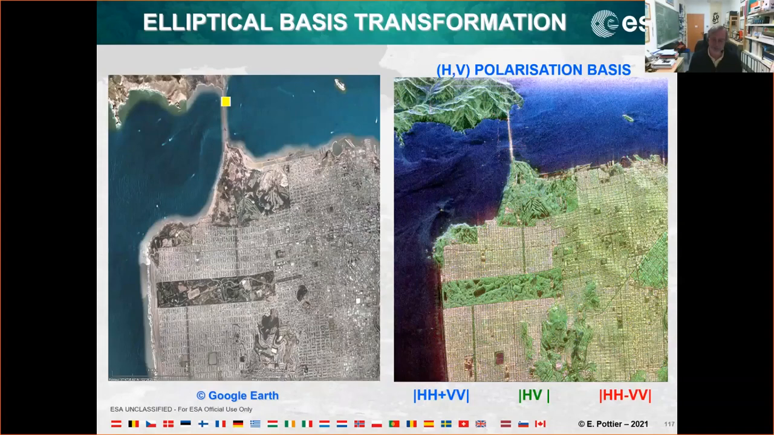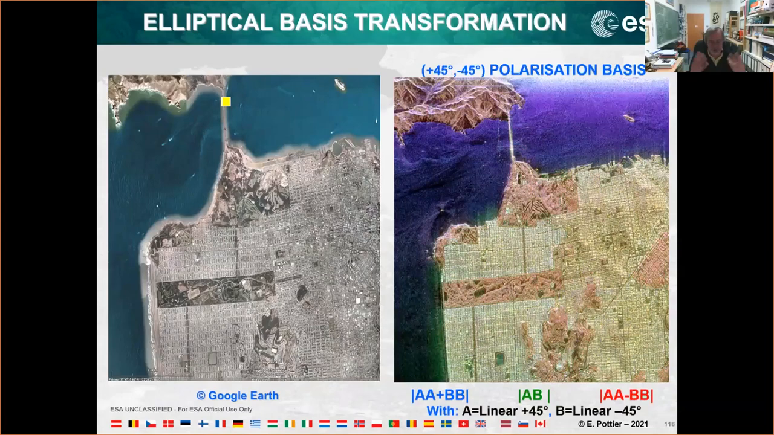Well, you can see that we have some change of colors. If I have some change of colors, it means that I have some change in the scattering mechanism, because the result will not be the same if the environment is illuminated by a horizontal or vertical wave, or illuminated by a 45 or minus 45 polarization. So you see the result. I don't change the antenna, okay? I don't change the system. I just apply a signal processing.